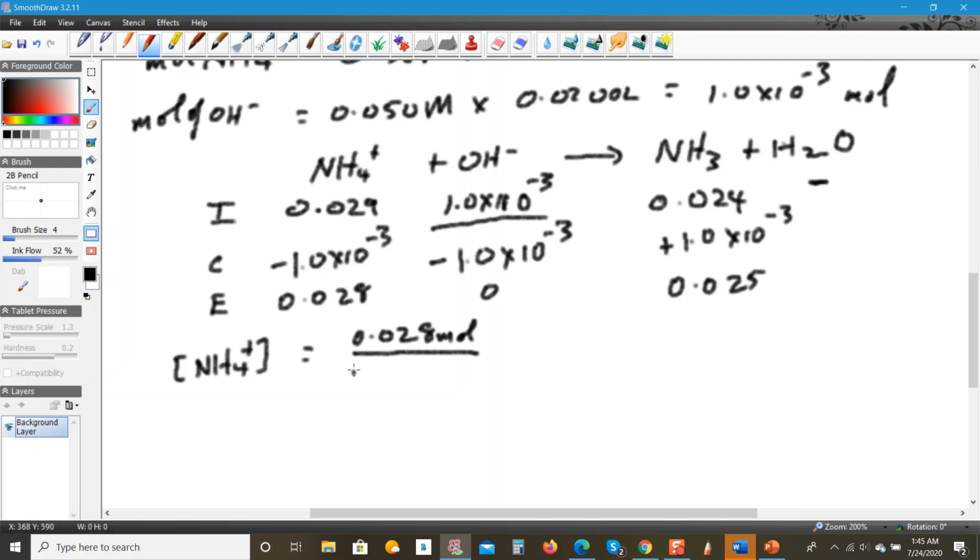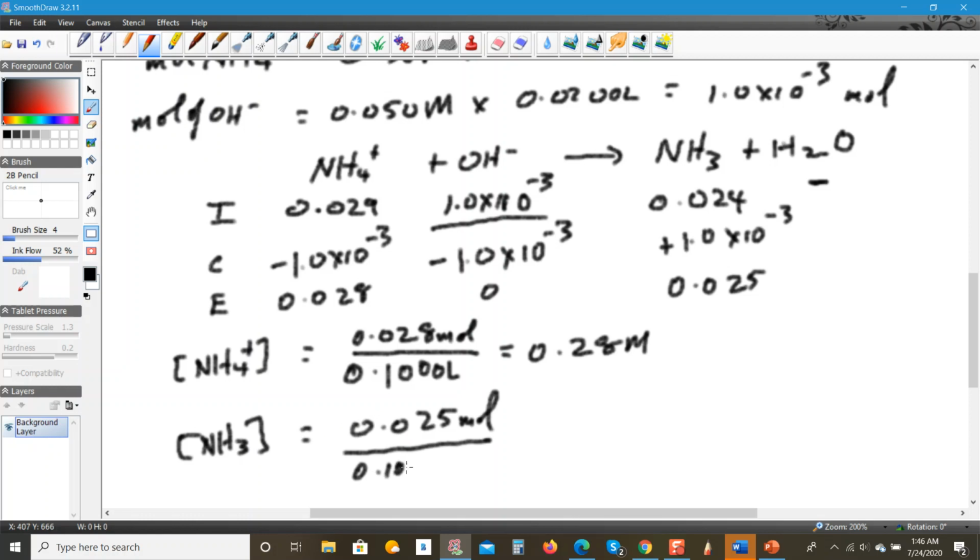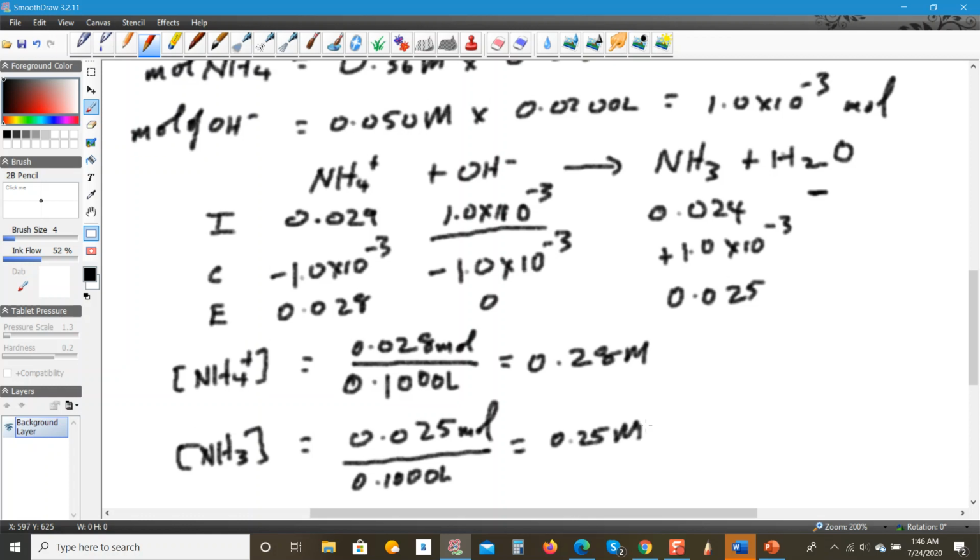And I do a similar calculation for the ammonia. Concentration of ammonia is going to be equal to the moles, which is 0.025 moles divided by the same volume, 0.1000 liters. And according to my calculations, this will be equal to 0.25 M. All right. So far we have the concentrations. So basically the next step would be to plug these values into the final pH equation, or I should say the Henderson-Hasselbalch equation.